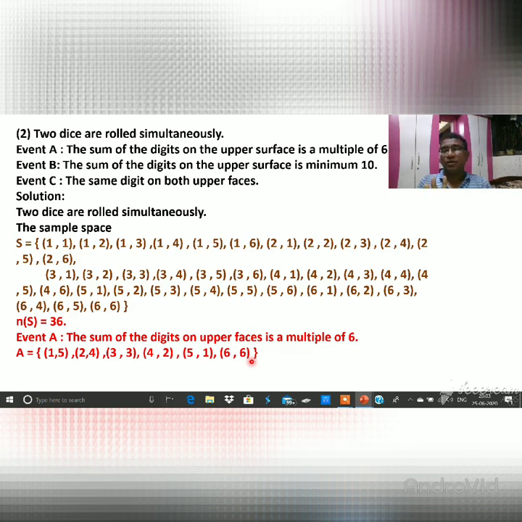6 and 6, 12. Okay? So this is the multiple of 6. Why is it a multiple of 6? Because the sum of them you are getting is 6.